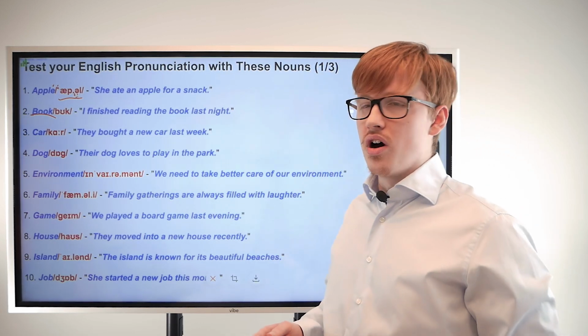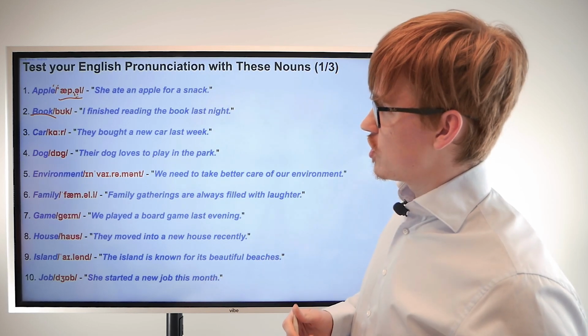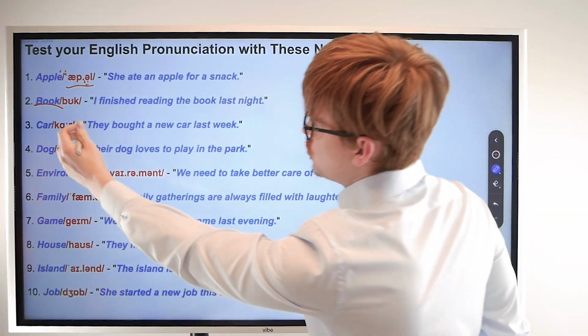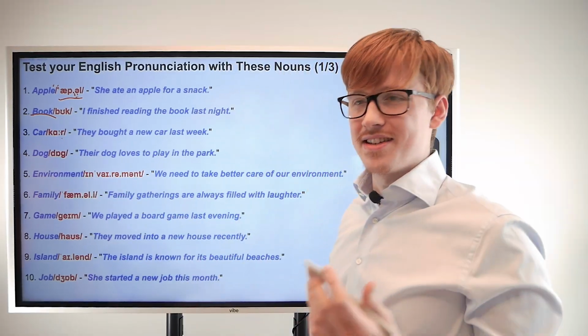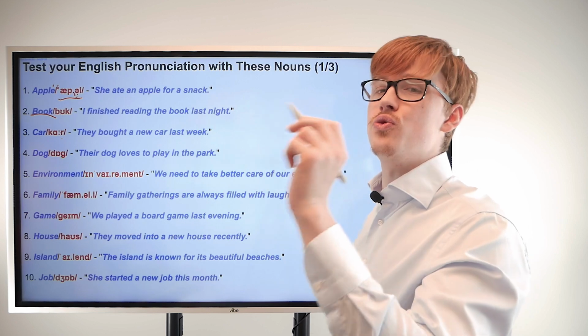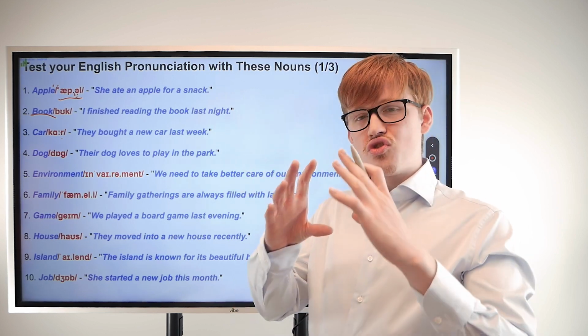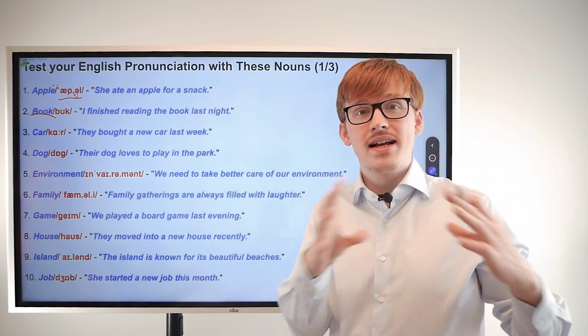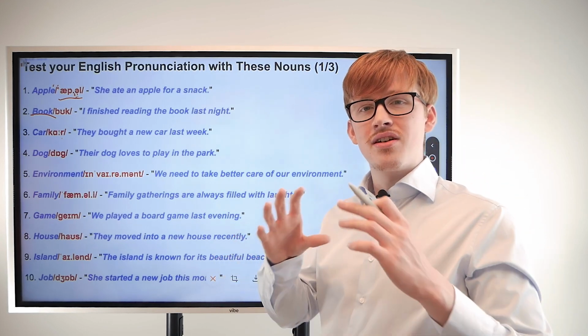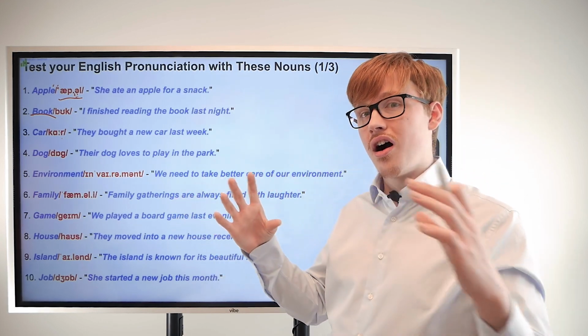Next up, we have the word car. They bought a new car. Very good. So here we have the two dots here. And here's another short lesson in the phonetic transcriptions. When we have the two dots, we have a lengthened vowel or a lengthened sound. So it's not car, it's car, car.